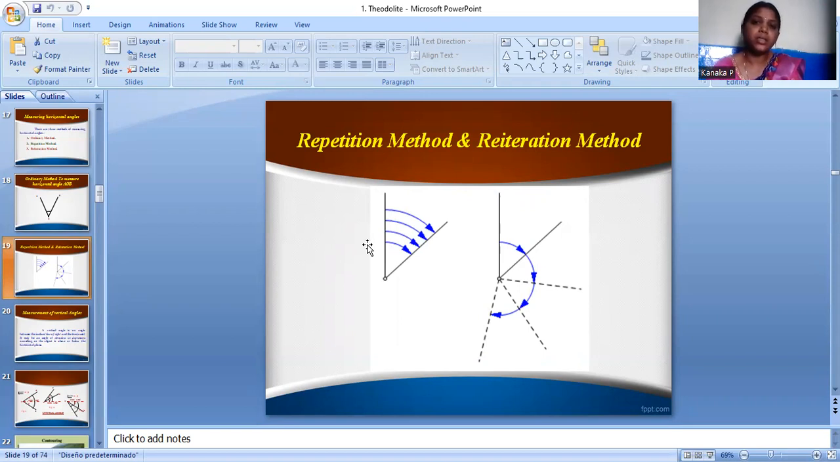So the next method is the reiteration method. The reiteration method is a high precision method. It is tedious and mostly preferred when several angles are to be measured from a single station.